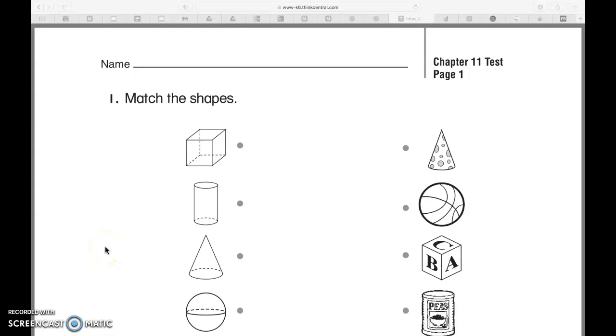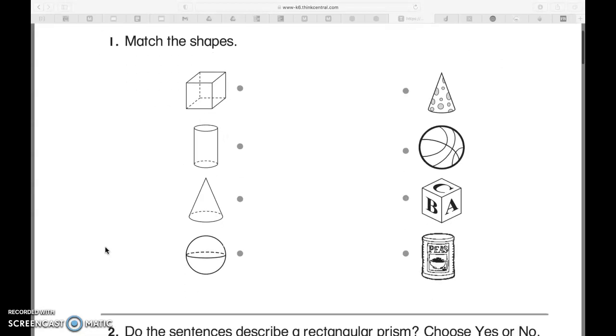Good morning, friends. This is our Chapter 11 math test. The first thing I want you to do is to double check and make sure that your name is at the top. Awesome. Number one, you're going to match the shapes.